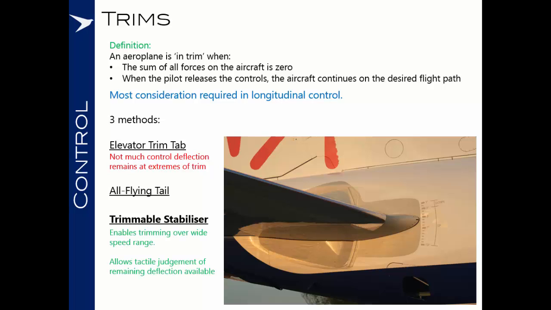This enables trimming over a wide speed range, but also allows us to have a tactile judgment of the remaining deflection available. If the stick is in the middle with no trim force, then we know that the elevator is in a neutral position relative to the rest of the tailplane, and therefore we have a known quantity of deflection available to us, nose up and nose down.